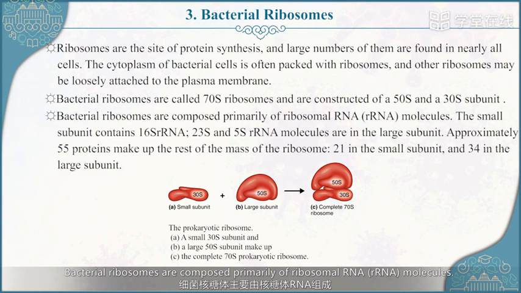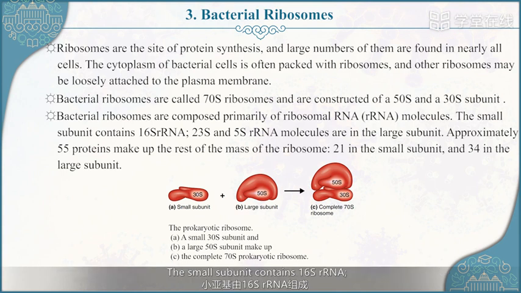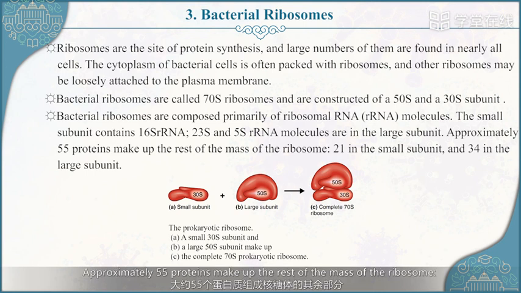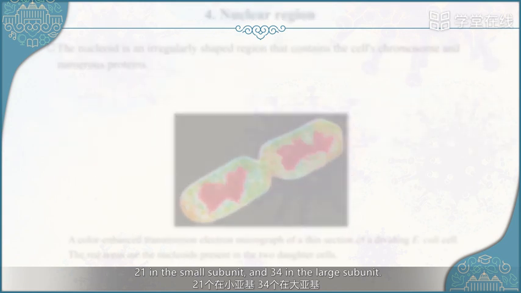Bacterial ribosomes are composed primarily of ribosomal RNA molecules. The small subunit contains 16S rRNA, while 23S and 5S rRNA molecules are in the large subunit. Approximately 55 proteins make up the rest of the mass of the ribosome, 21 in the small subunit and 34 in the large subunit.